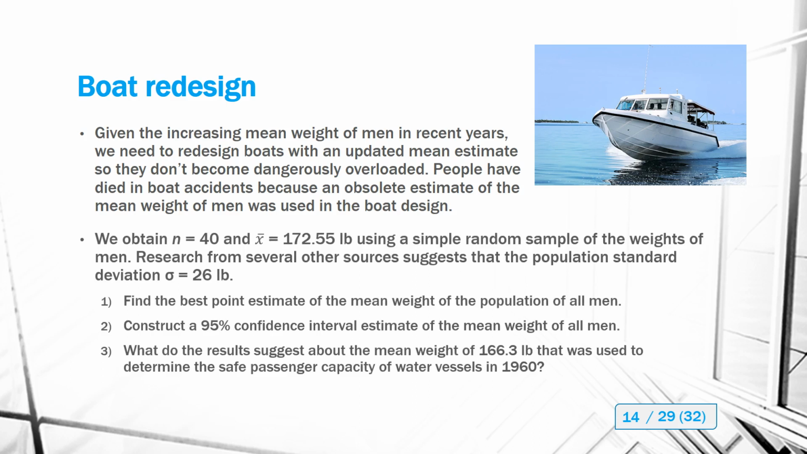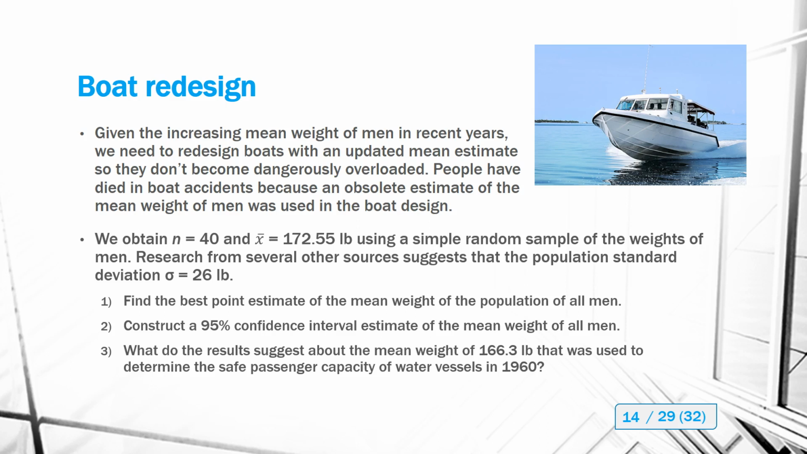So let's first obtain a sample. Let's say we get a sample size of 40. The sample mean is 172.55 pounds. We've used a simple random sample, so we've got the assumptions for constructing our confidence interval satisfied. And to get the actual standard deviation for the population, we did some research amongst several sources which suggested that sigma was equal to 26 pounds. So this is the value we're going to use for sigma.